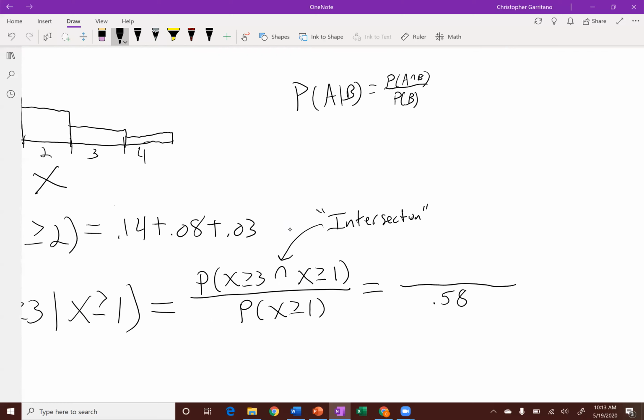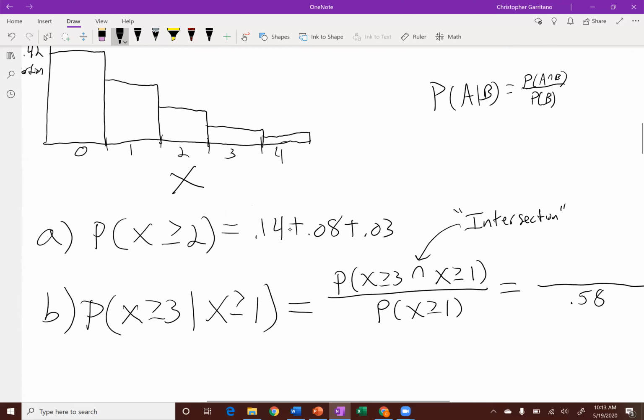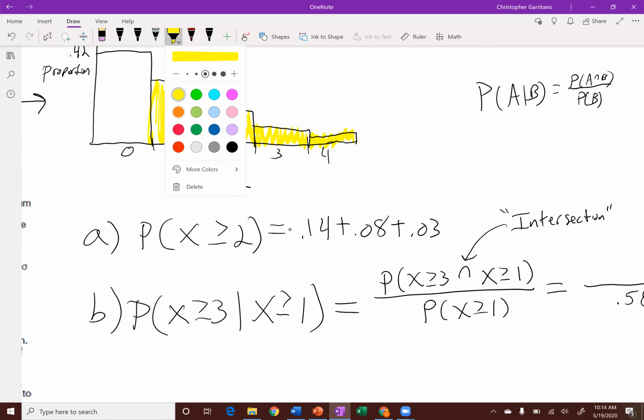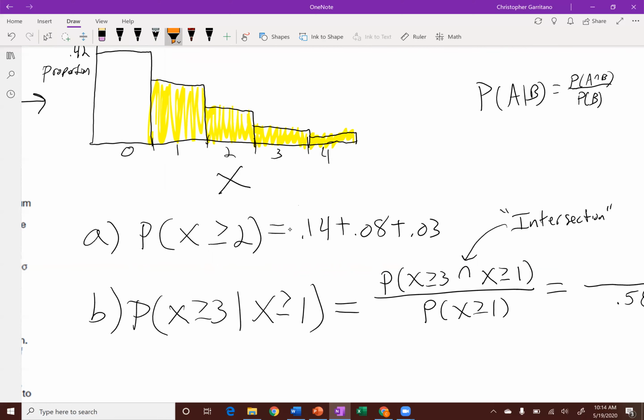Okay, so we want to basically figure out the probability of the intersection of these two events. So x greater than or equal to 1 corresponds to this bar, this bar, this bar, and this bar. However, x greater than or equal to 3 corresponds to this bar and this bar only. And so what bars have both colored highlighters? Well, only 3 and 4.